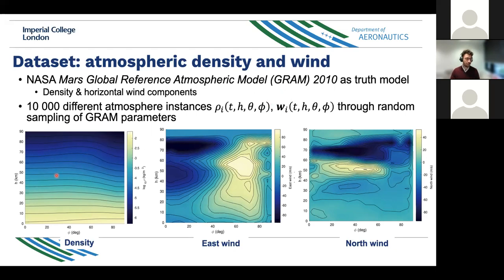location at Mars. So, for instance, in these maps here, you can see for a section in latitude, these are the maps of density, the east wind and the north wind for a particular time as a function of altitude. We generated 10,000 different instances of the model. So in each instance, we have different density and winds as a function of the geographic location, the altitude and time, by randomly sampling the GRAM parameters, which essentially tune the model to deal with different climate conditions.